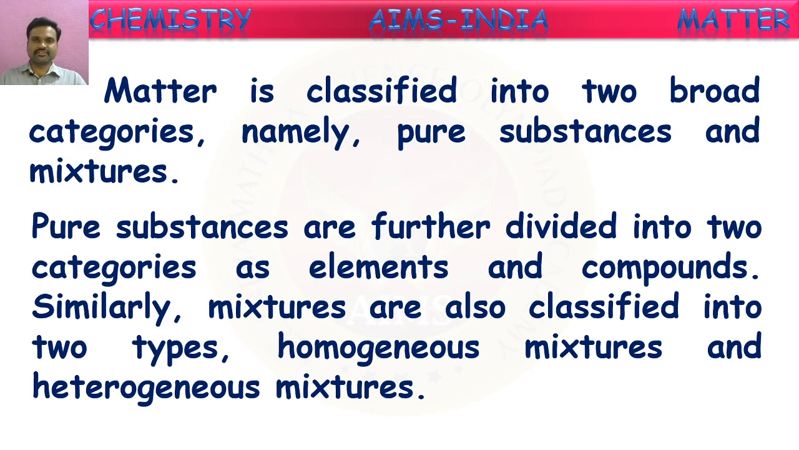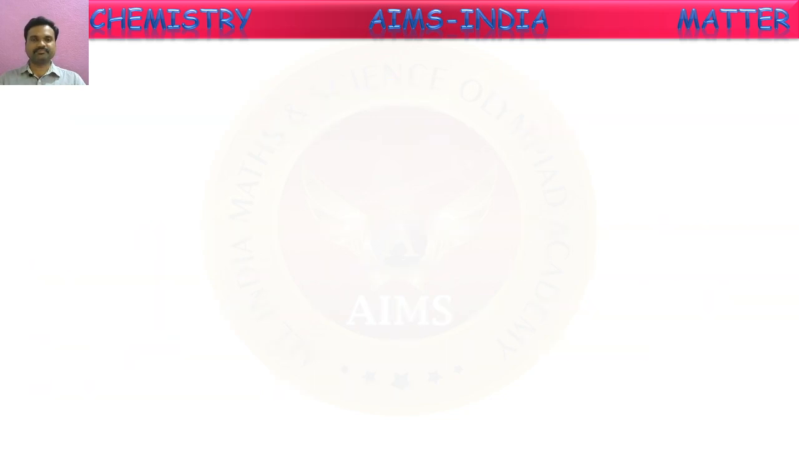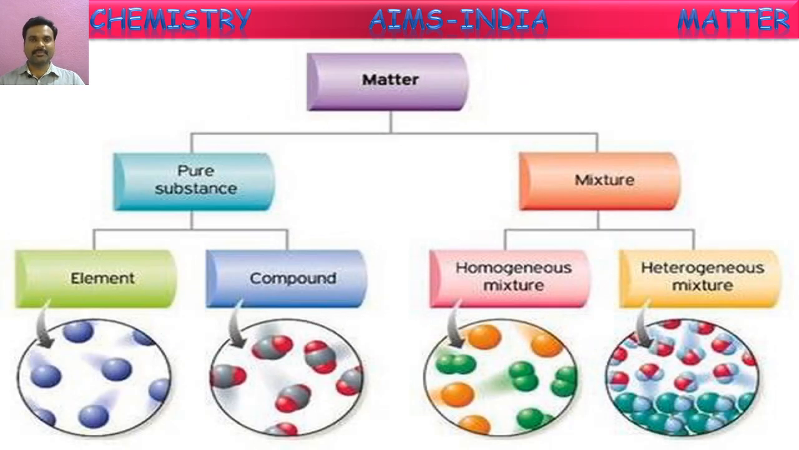So what is the classification we can say? Matter is classified into two categories based upon purity, that is, based upon the type of particles existing in it, based upon the type of chemicals present in it. It is categorized into two types: pure substances and impure substances or mixtures. These pure substances are again of two types: elements and compounds. These impure substances or mixtures are again of two types: homogeneous mixtures and heterogeneous mixtures. So this is a complete picture of the classification of matter based upon purity.